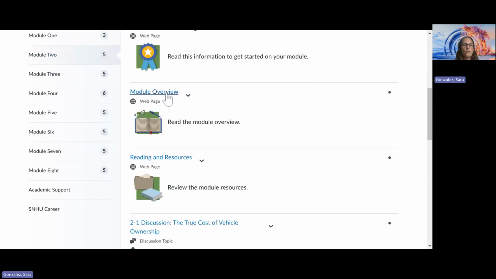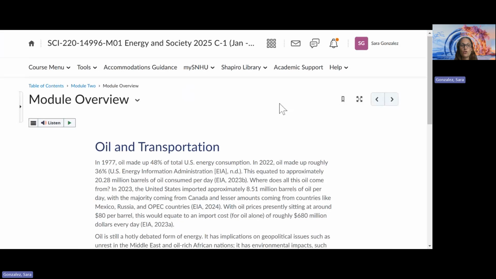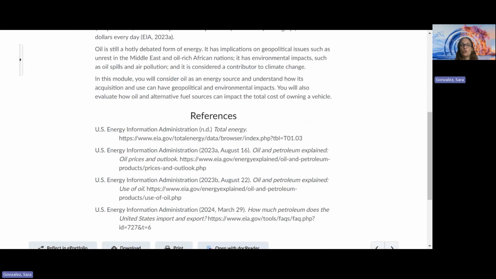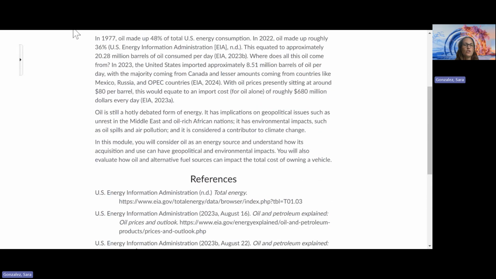The module overview, of course, is looking at what to expect in terms of what to learn here. There's some great references. You might be able to use this for this week's assignments or even a future paper or journal article that you need to do. So looking at oil as a source of energy.